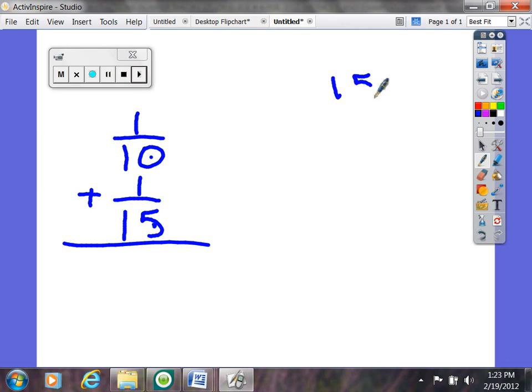Or I can do this. I can say 15 times 1 is 15. 10 will go into 15? No. 15 times 2 is 30. Whoa, 10 will go into 30, so I found it. Well, I'm going to do it using factor trees.